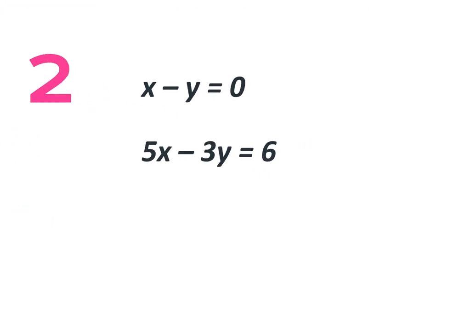Which one is easier to isolate a variable? The first one for sure. On the bottom, I'd have to move and then divide. And which variable do you want to solve for? X. Okay, so we're going to add the y, and I get x equals y.